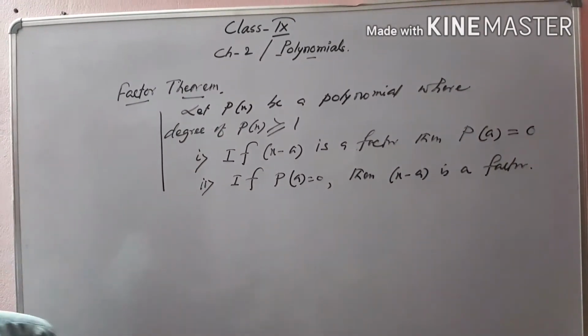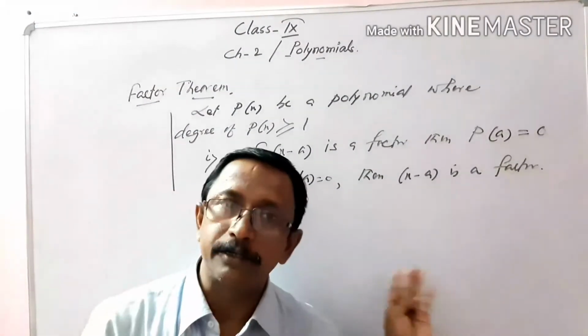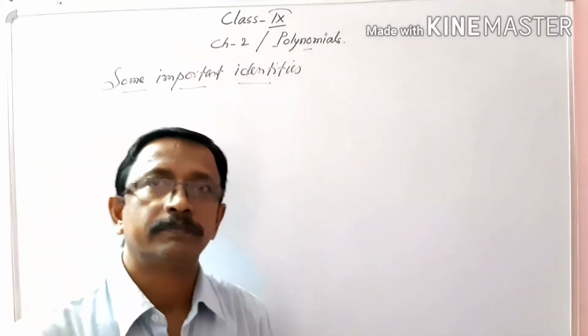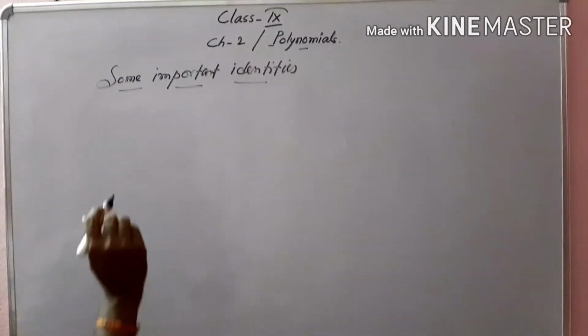Now, in the next one, I will show what identities are there related to this chapter. Okay guys, next I am showing some important identities which are most important for this chapter. So one by one.